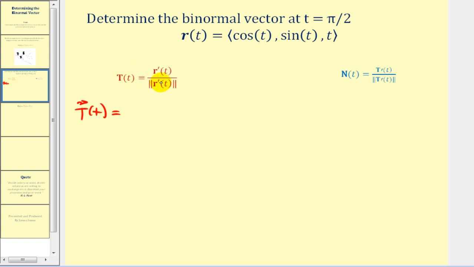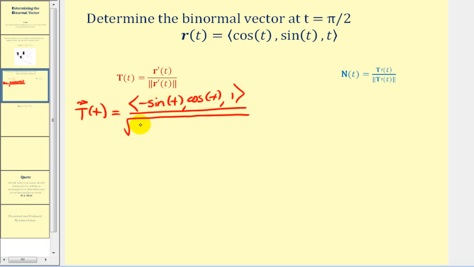Here's how we'll determine T of t. We'll find the derivative of this vector-valued function, so we're going to have negative sine t, cosine t, and 1. And then we'll divide this by the magnitude. If we square this, we'll have sine squared t plus cosine squared t plus 1. Well, sine squared t plus cosine squared t is going to give us 1, so it looks like we'll have the square root of 2 here.